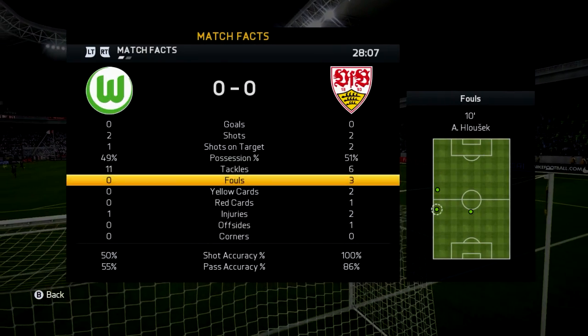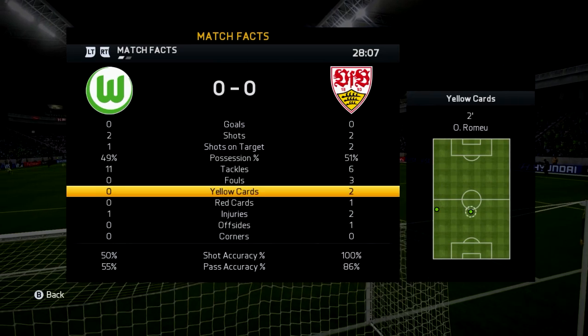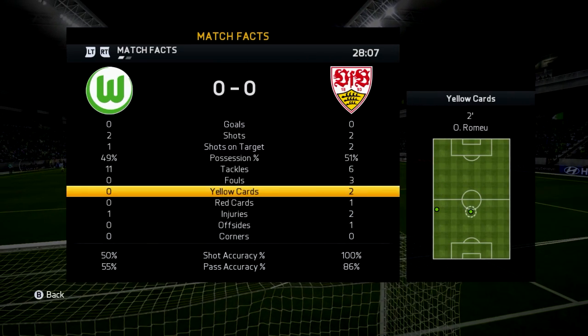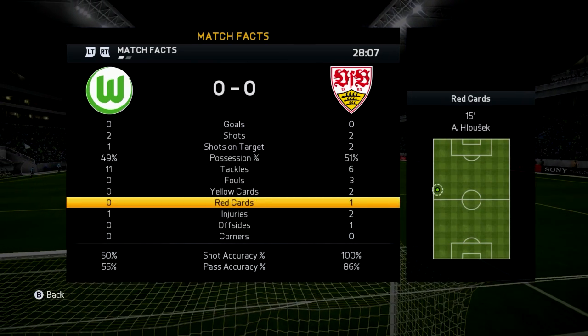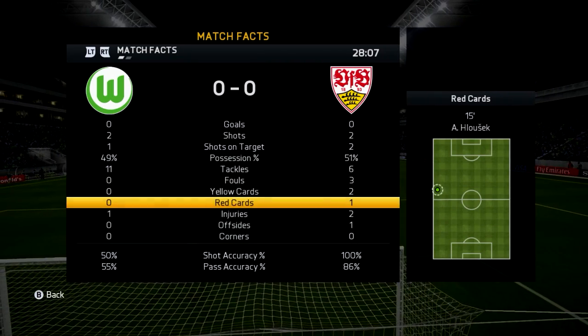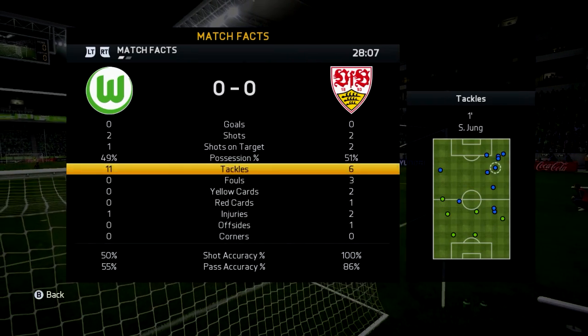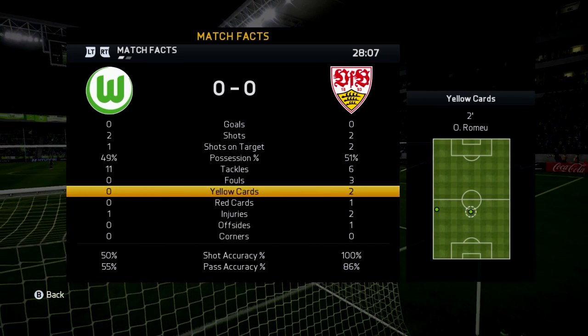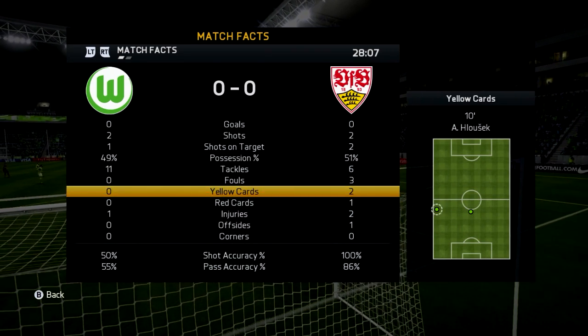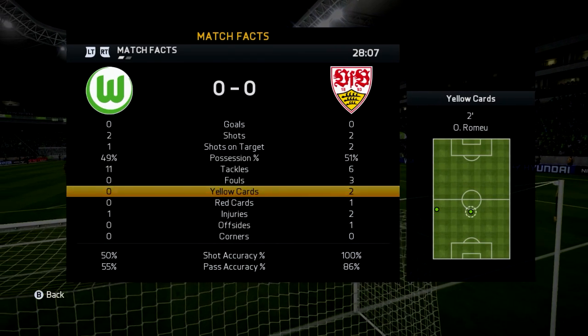Here I'm not even 30 minutes in and they've already got 3 fouls on them, 2 yellow cards, 1 red card. The red card came from 2 yellow cards. So second yellow. Tackles, it's a good match overall. So guys, just keep an open mind, like I said.